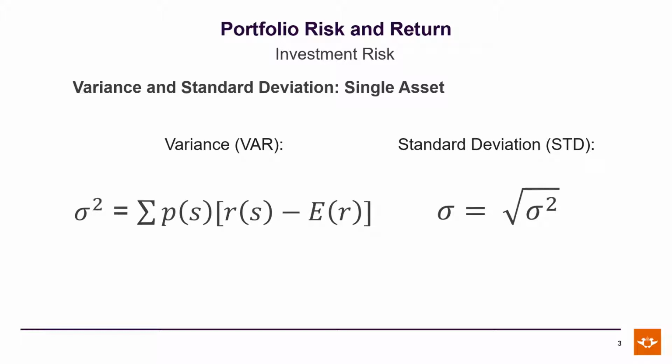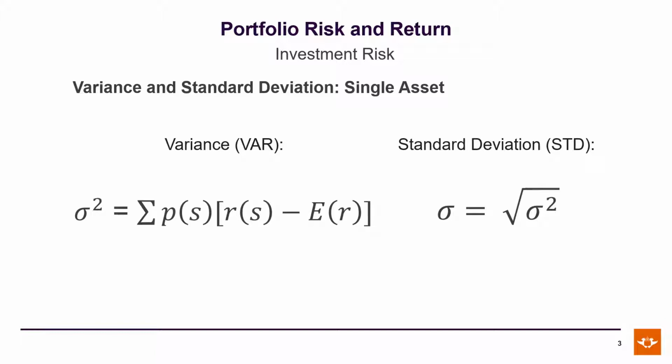And for a single asset, the variance does involve the probability of the state again, and we multiply it this time by the difference between the return on that state and the expected return, and we sum these over all the different states. Your standard deviation is just the square root of your variance, and we use the standard deviation when we talk about investment risk because it's in the same units as the original information. So if we're looking at returns and they are in percentages, our standard deviation is in percentages as well.